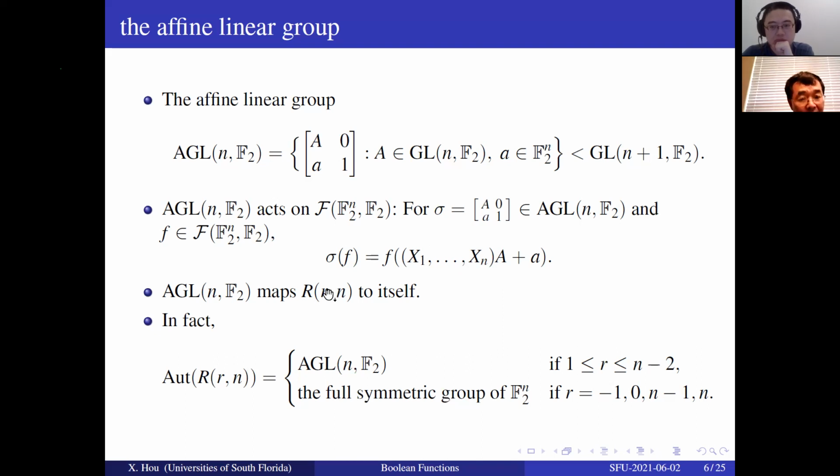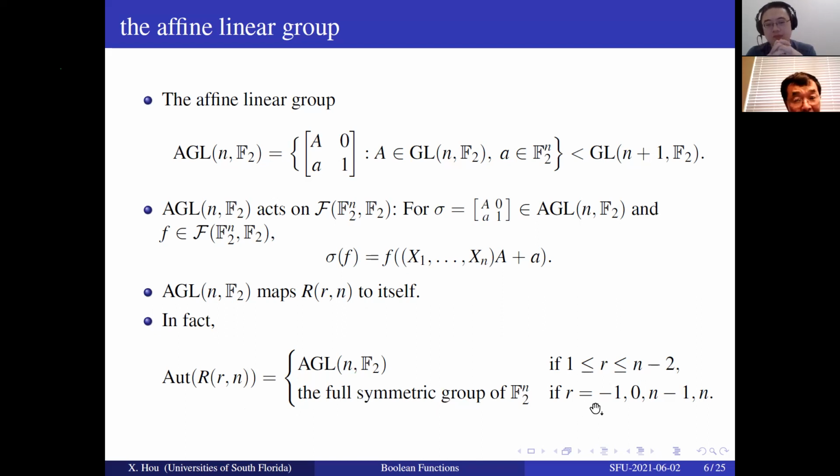And it is quite obvious that this action preserves the degree, because an affine transformation will not increase or decrease the degree. We're talking about the invertible affine transformations, right? So the affine linear group maps a Reed-Muller code of order R to itself. And in fact, in most cases, the affine linear group is actually the entire automorphism group. This is true when R is between 1 and n-2.